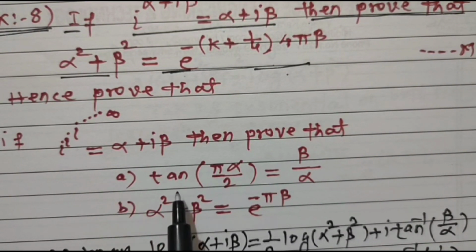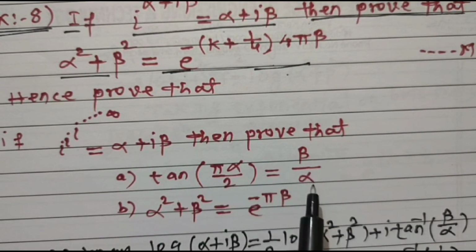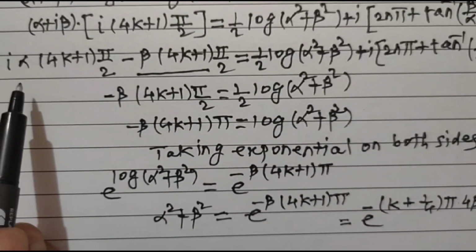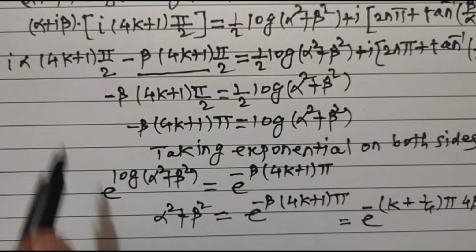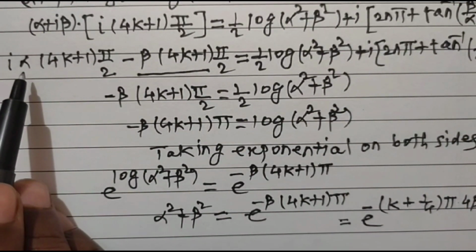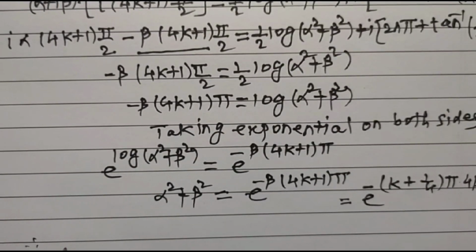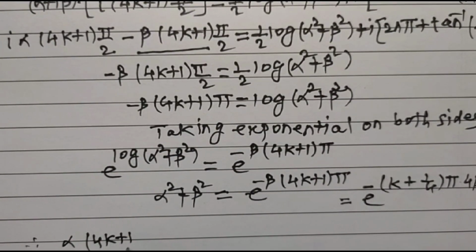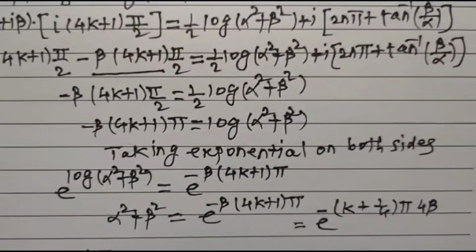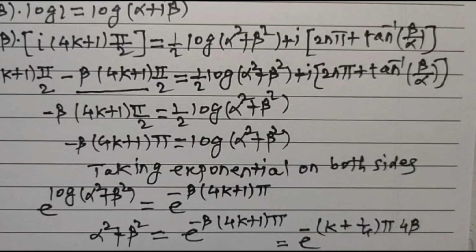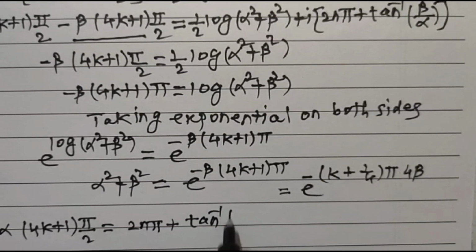Then the first statement is tan of pi alpha divided by 2 is equal to beta upon alpha, and the second statement is alpha square plus beta square is equal to e to the power minus pi beta. These two statements we have to prove. In the same statement, we have to compare the imaginary parts on both sides. On the left hand side, the imaginary part is alpha into (4k plus 1) times pi by 2, and on the right hand side the imaginary part is 2n pi plus tan inverse beta upon alpha.